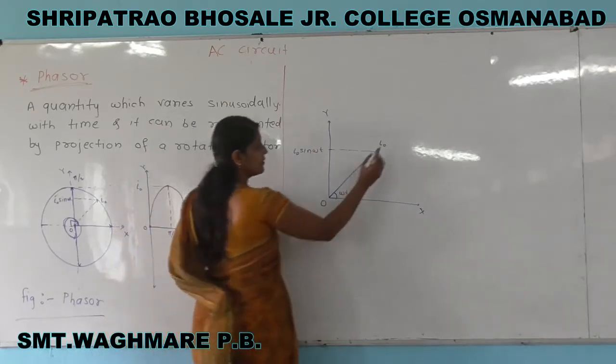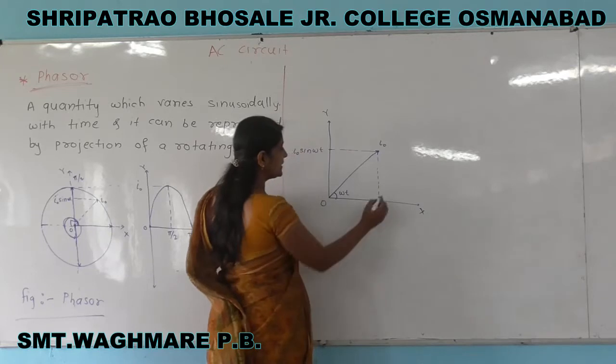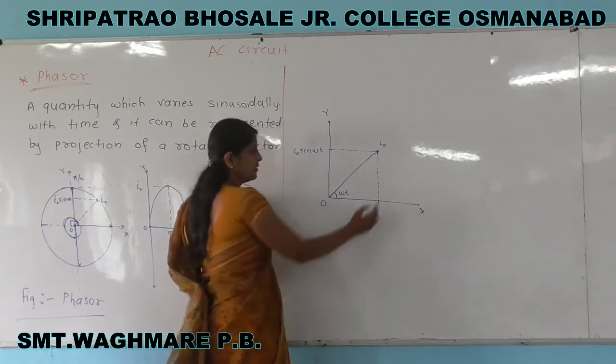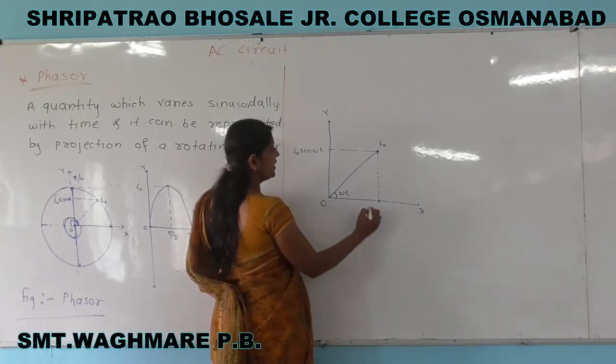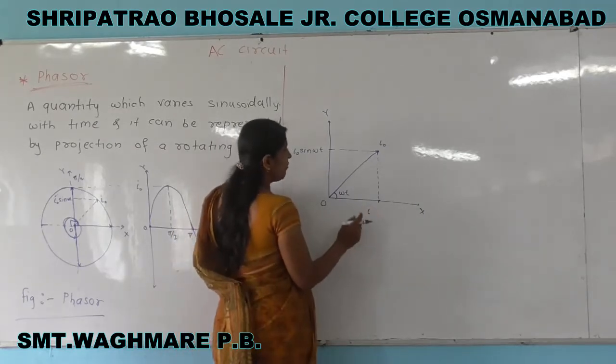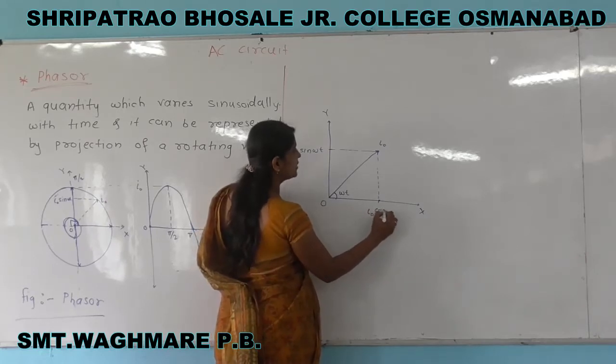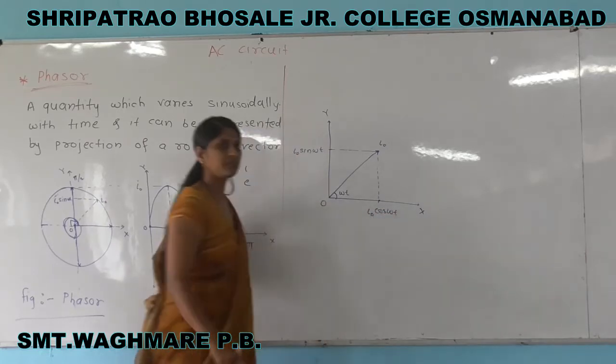If you take a projection on the x-axis, then we get this position in the form of cosine. The value of I is I naught cos omega t.